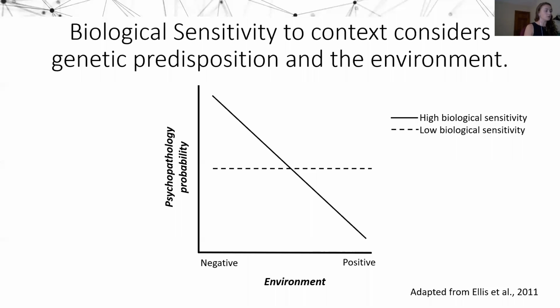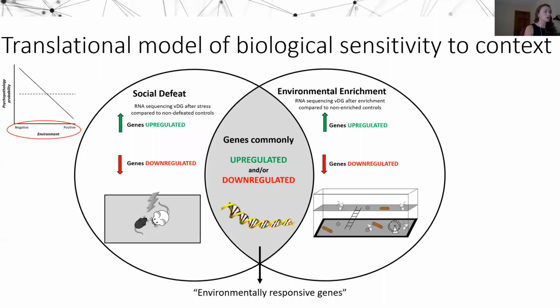We wanted to test this theory empirically, and we did that by using a translational model beginning in rodents, using RNA sequencing from the ventral dentate gyrus and identifying genes that are significantly upregulated or downregulated in animals exposed to environmental enrichment compared to controls, or animals exposed to social defeat compared to controls. We then had two distinct groups of genes, upregulated and downregulated in these different contexts, and we compared the list to identify genes that were commonly upregulated or downregulated, suggesting that they're responding to the change in the environment rather than the valence of the environment itself.